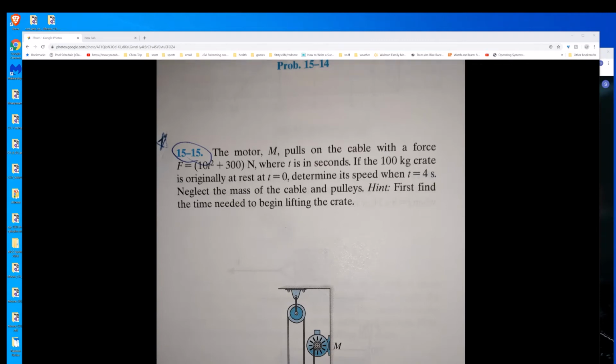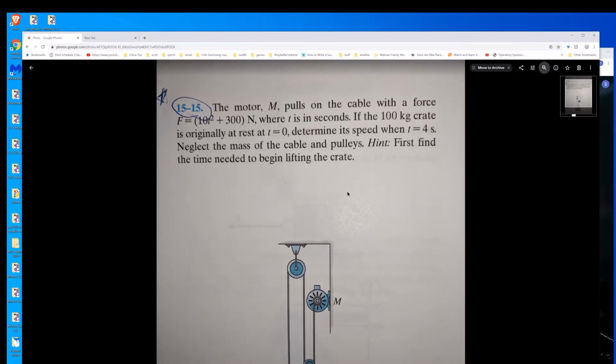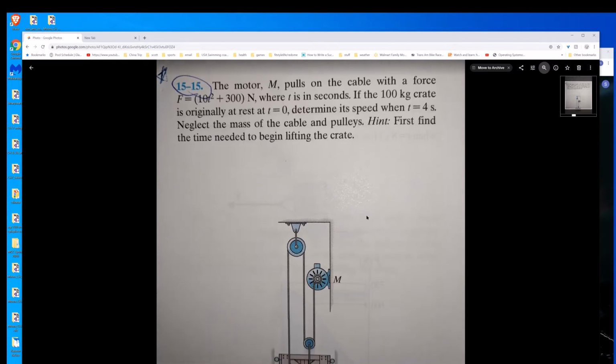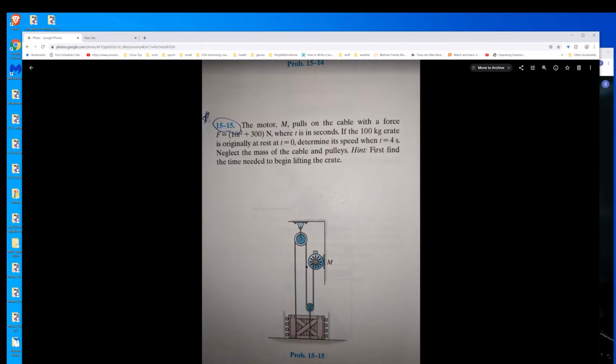Going to take a look at 15-15, and this is a problem where we're trying to figure out what the velocity is at a point in time where we're given some information. Here's the force that the motor pulls on the cable. It's defined as F equals 10t squared plus 300 newtons. So it's a function of t, and the crate is 100 kilograms.